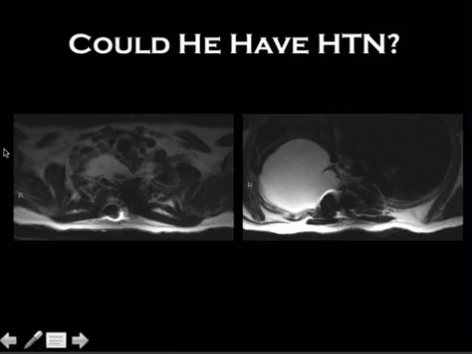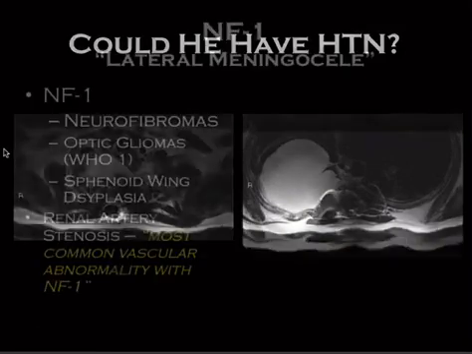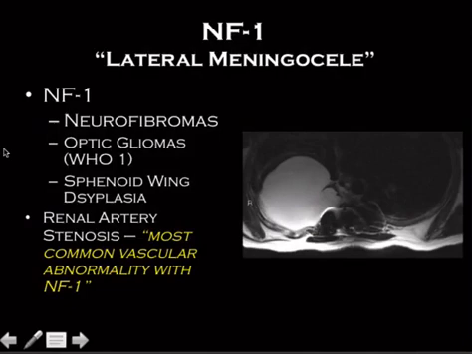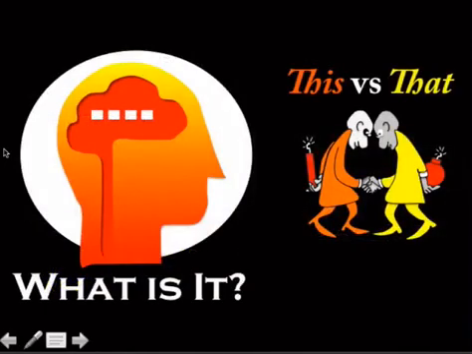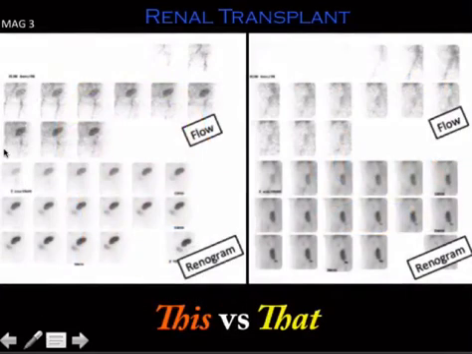And the point of this case is that NF1 patients have renal artery stenosis, or they can. It's actually the most common vascular abnormality associated with NF1. Let's go and do a little bit more nukes here. Let's now talk about transplants.